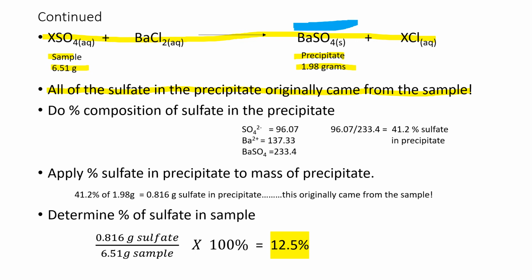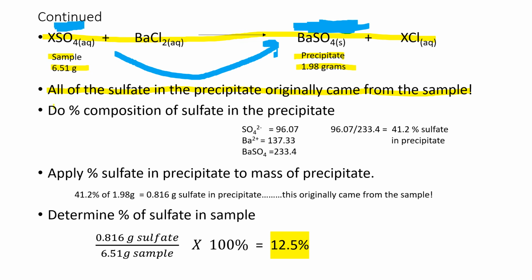This precipitate, this barium sulfate, all of the sulfate there, where did the sulfate come from? Well, it didn't come from the barium chloride. The sulfate part of that precipitate, all of it originated from that sample. So any sulfate that we find in the precipitate would have had to have come from that sample. That's our key thing we want to notice here, is all the sulfate went from the sample to the precipitate. Now, because we know the formula of that precipitate, we can get a lot of information on that.